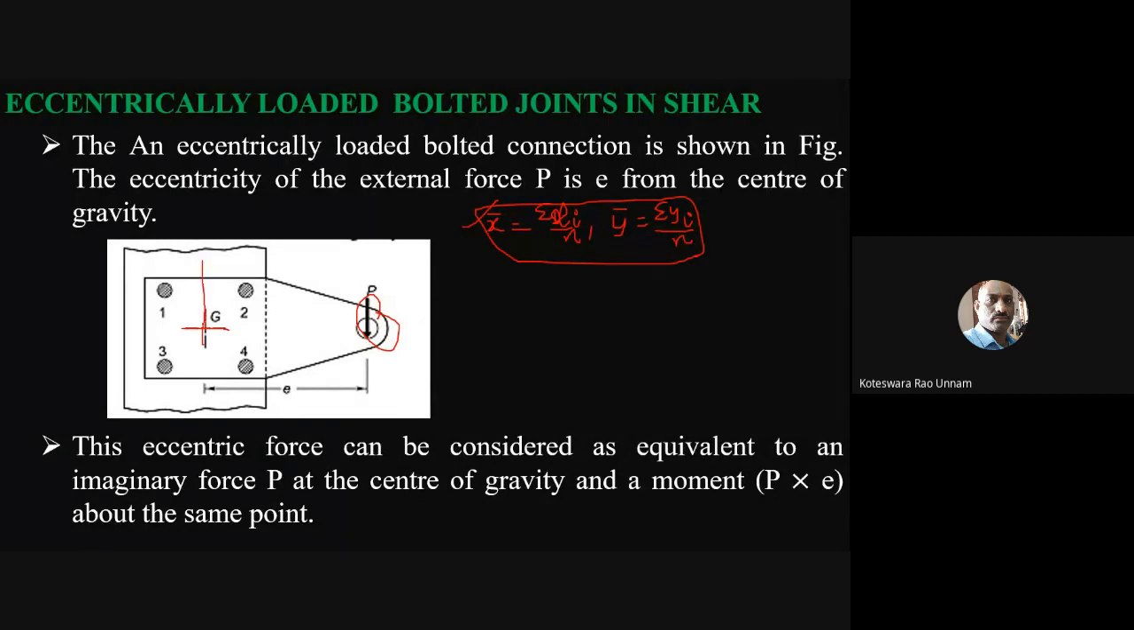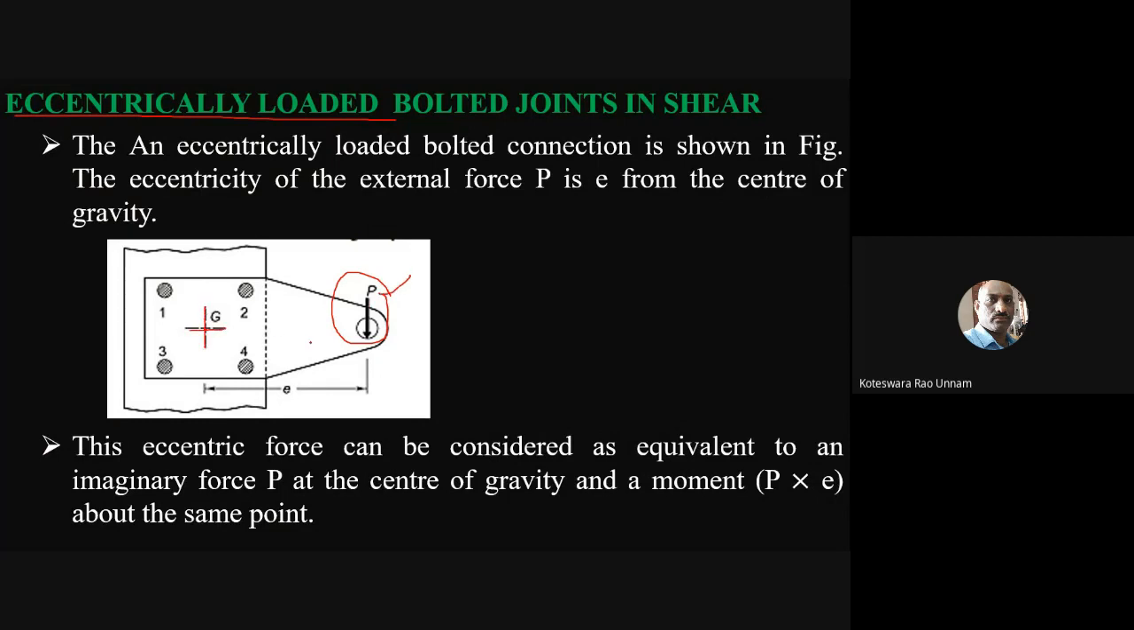For a load passing through the centroid, the load should act something like this. But here it is not acting at the centroid. It has some offset distance from the centroid. This offset distance we call eccentricity, which is generally denoted by e. Since this load has some eccentricity from the center of gravity, we call it an eccentrical load, or eccentric load. So now this load P is an eccentric load for this bolted joint.